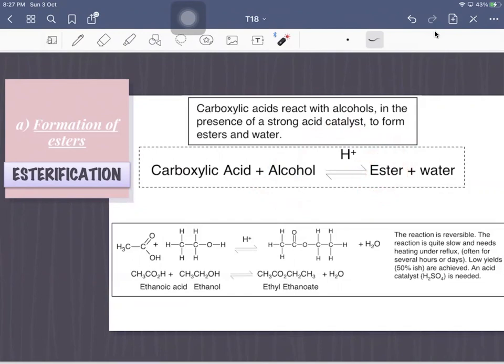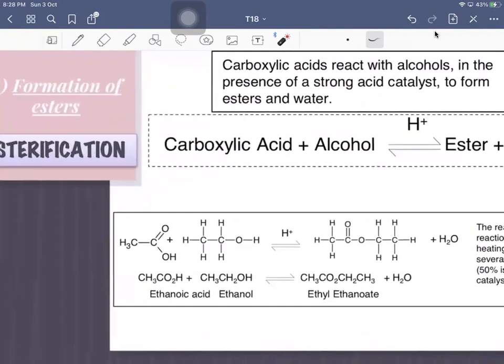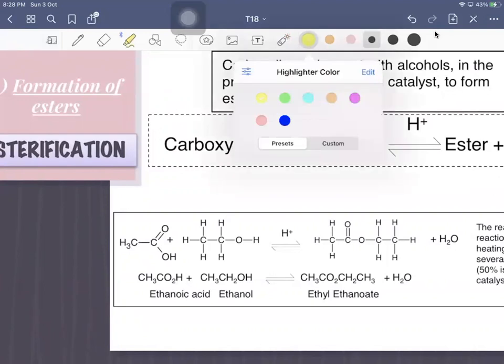So this reaction has low yield. Yield means the amount of product that you get, right? So the reaction is quite slow and needs heating under reflux, and you also get low yields, 50%. Here is an example of an esterification reaction. Now, I don't really like how the diagram is drawn, because usually I put the functional groups next to each other.